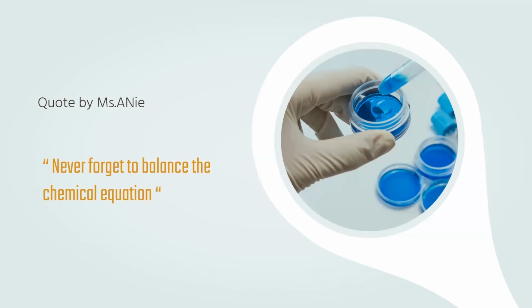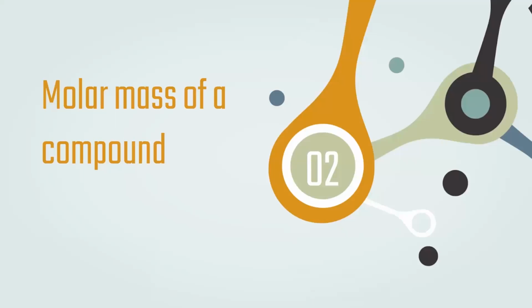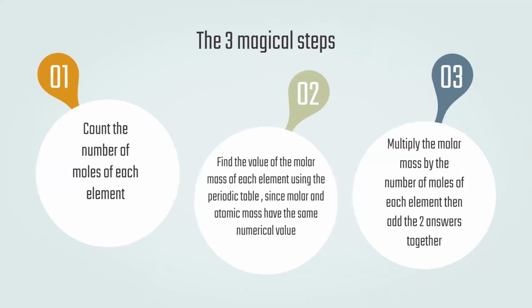Moving on to finding the molar mass of compounds. Now this can be done easily. It's just a small extra step. First of all, counting the number of moles of each element. Now the molar mass can be found on the periodic table because, like we said earlier, the molar mass is the same as the atomic mass that can be found on the periodic table, which is step 2. And finally, step 3 is multiplying the molar mass by the number of moles of each element and then adding these together. Now, on the next slide, we have an example.